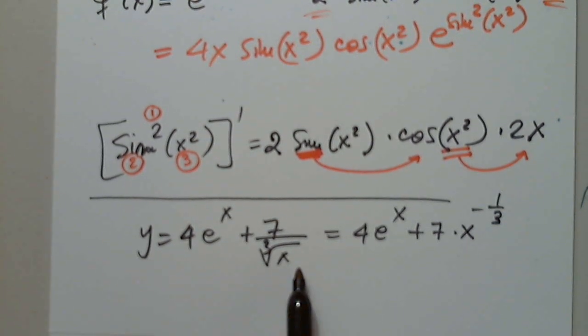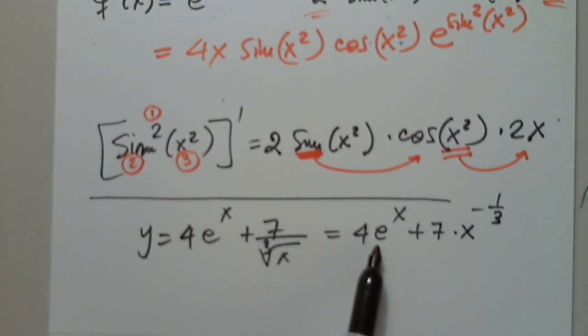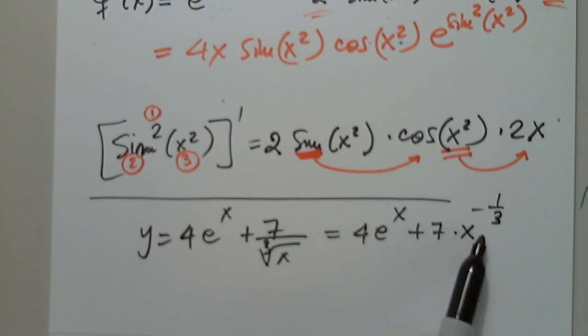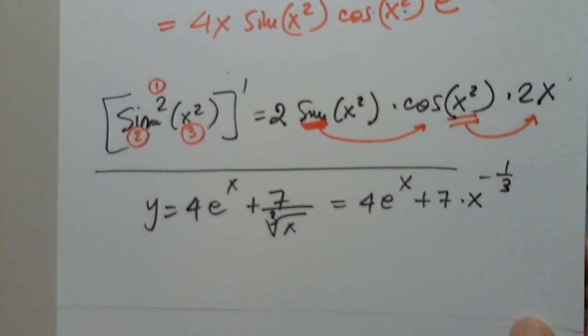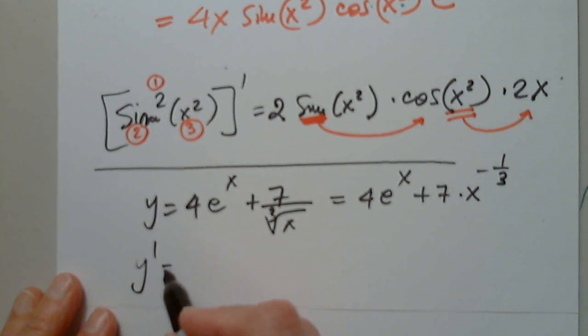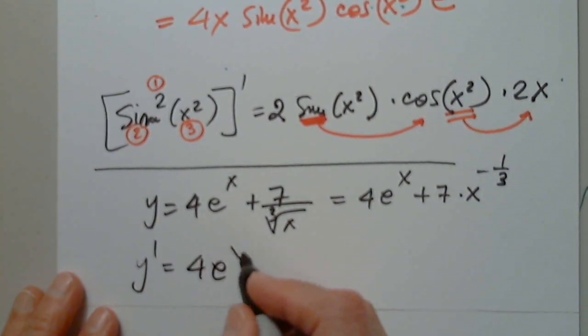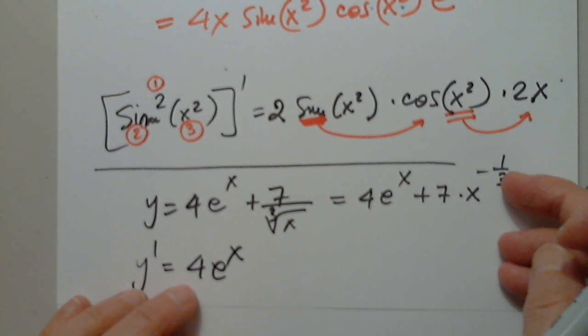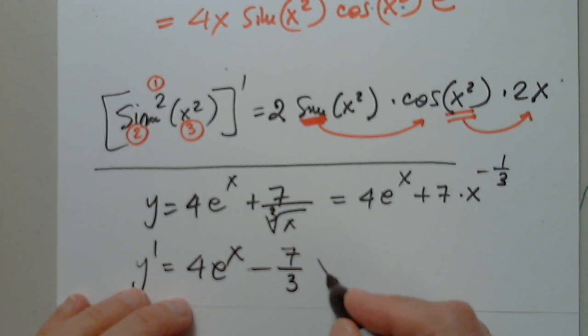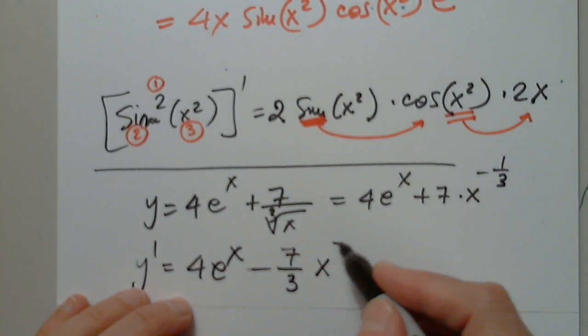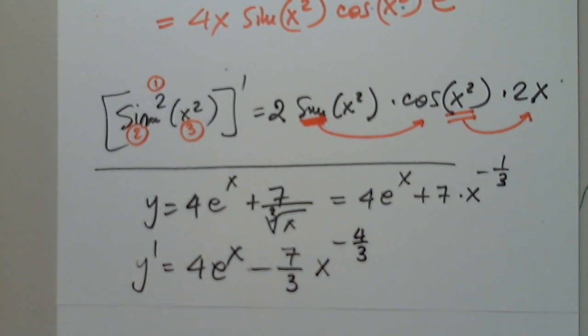So I'm not going to differentiate this. I'm going to differentiate 4e to the x plus 7x to the negative 1/3, like we did before with the previous example. So y prime, when I differentiate this, is just plain 4e to the x. I have to bring down the negative 1/3, so I get negative 7/3, and x to the negative 1/3 minus 1, negative 4/3. This has nothing to do with the chain rule. This is just plain and nice differentiation.